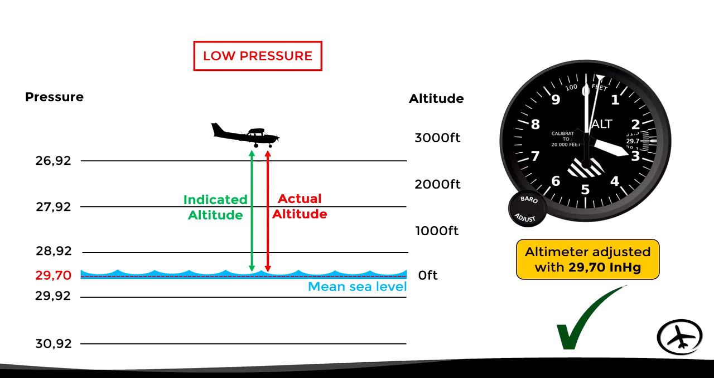So far, we have seen examples where we adjust the altimeter to get a correct altitude reading. But what if we want to measure the height in relation to the terrain instead of the altitude in relation to mean sea level? Well, in this case, the pilot can adjust the altimeter to use the ground level as reference. First, let's refresh some concepts.